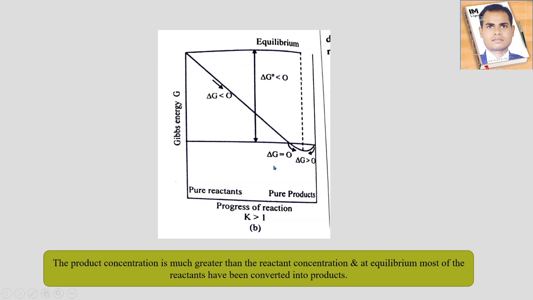After the equilibrium condition, you will see that most of the reactants are converted into the product. So this is for the second condition. We have to remember the equilibrium condition here: ΔG is equal to 0 is the equilibrium condition. Here the Gibbs free energy is less than 0, and here the Gibbs free energy will be more than 0. So this is for the second condition.